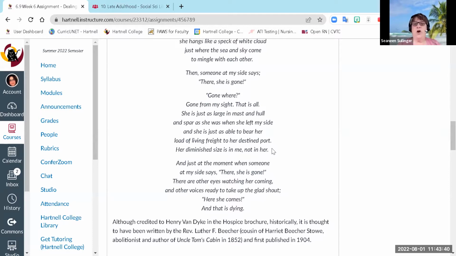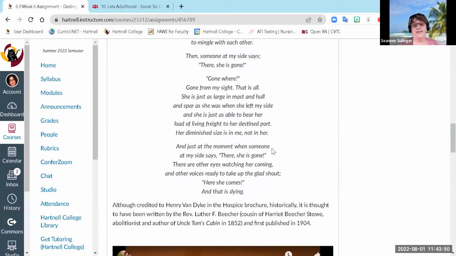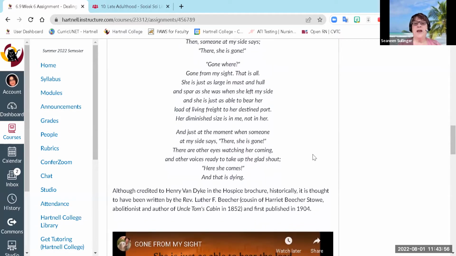She is just as large in mast and hull and spar as she was when she left my side, and she is just as able to bear her load of living freight to her destined port. Her diminished size is in me, not in her. And just at the moment when someone at my side says, there, she is gone, there are other eyes watching her coming, and other voices ready to take up the glad shout. Here she comes. And that is dying.